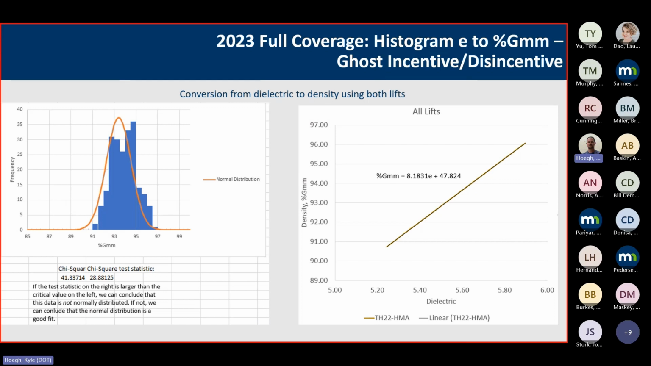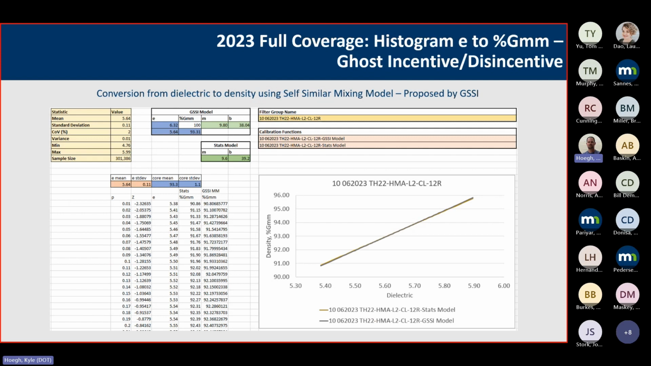I also did want to briefly mention, this is kind of the ideal, where you already have your full distribution from doing day after day of the same mix of cores, and we have our millions of data points from our dielectric full coverage to get a really reliable conversion from dielectric to density. But we know the goal here is to reduce the number of cores we need to take.